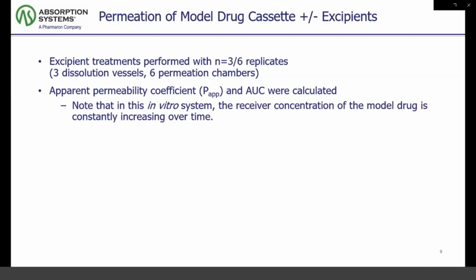In each experiment, there was a negative control with 2 dissolution vessels and 4 permeation chambers, a positive control with 1 dissolution vessel and 2 permeation chambers, and 3 concentrations of an excipient with 3 dissolution vessels and 6 permeation chambers. Note that this is an in vitro system, and the receiver concentration of the model drug is constantly increasing over time. Unlike in vivo drug absorption, there's no systemic distribution or elimination phase, so you don't see a peak followed by a decrease.